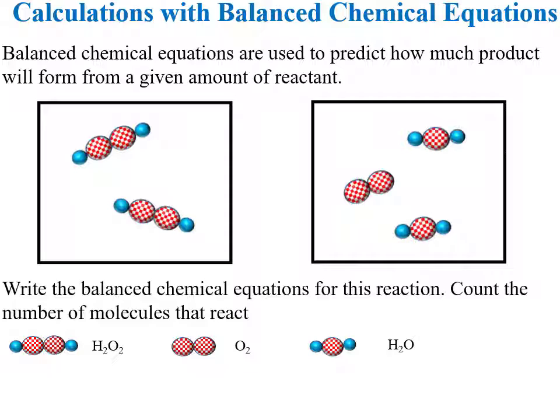For example, when we look at the reaction represented here of the decomposition of hydrogen peroxide to give oxygen and water, we can simply count the number of molecules that react to fill in those stoichiometric coefficients. We can see that the balanced chemical reaction will be given by 2 molecules of hydrogen peroxide to give 1 molecule of oxygen and 2 molecules of water.